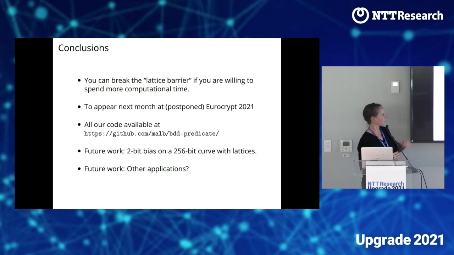And future work, hopefully we will be able to get the code working for a 2-bit bias on a 256-bit curve. And other future work, I guess for the people in this room, is: are there other applications of this idea? We had a few other things that we played around with that didn't work super well, but it seems like this is a more general thing, that there's a lot of algorithms where people assume that you're looking for the shortest vector in a lattice, and if you're not restricted to looking for the shortest vector, then what can you find? So, thank you.